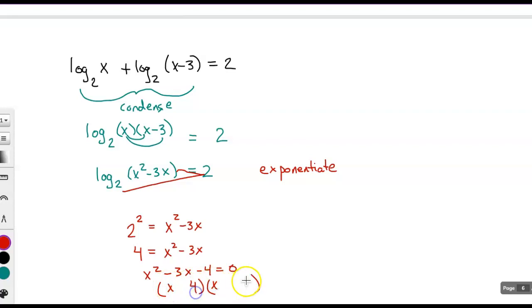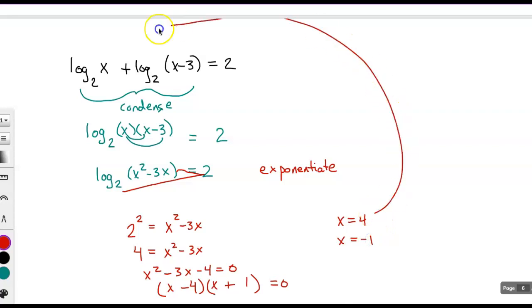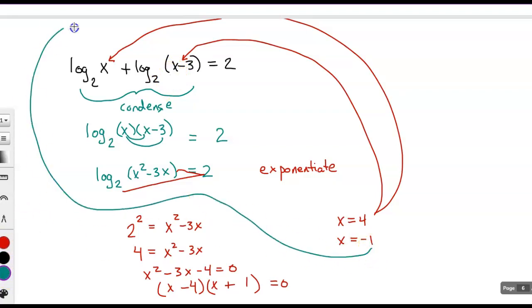So this will be 4 and 1. It'll be minus 4 plus 1 equals 0. So we get x equals 4, and we get x equals negative 1. If we plug 4 in, you can take the log of 4, so that's fine. If we plug 4 in here, you get log base 2 of 1. That's also fine. So the 4 is good. If we plug the negative 1 in, you'll see we're in trouble already, right? Because that'd be log base 2 of negative 1. You can't take the log of a negative. So the only answer to this problem is 4.